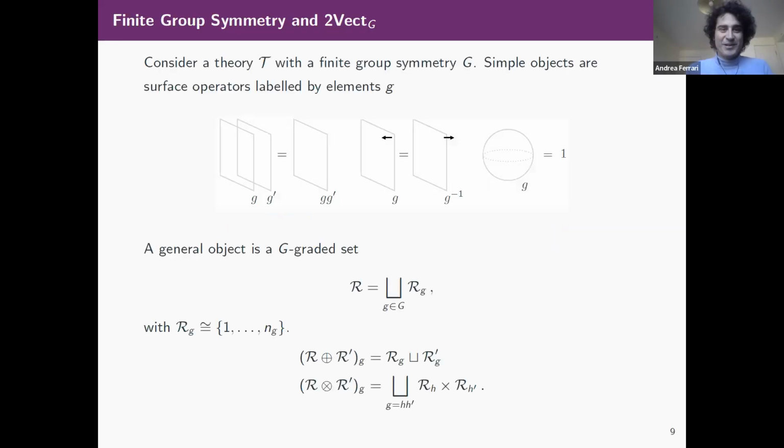Yeah, let's go on. So consider a theory T with a finite group symmetry G. The simple objects are basically surface operators that are labeled by elements of G. And in particular, the fusion structure, remember we are in three dimensions, will follow the group law of the group essentially. So a general object will simply be a G-graded set, where we have a collection of objects graded by the elements of G.